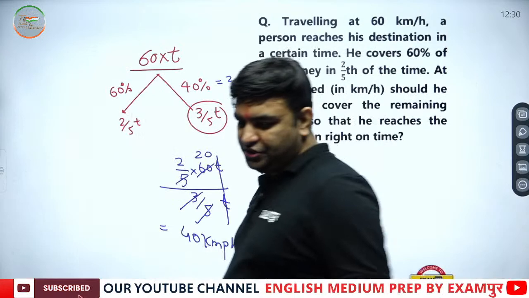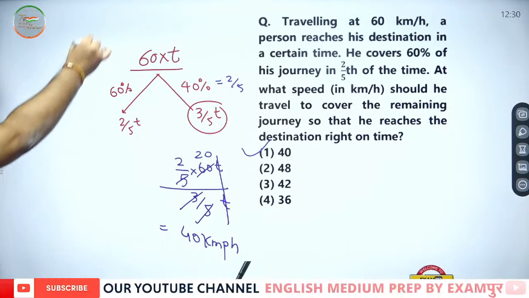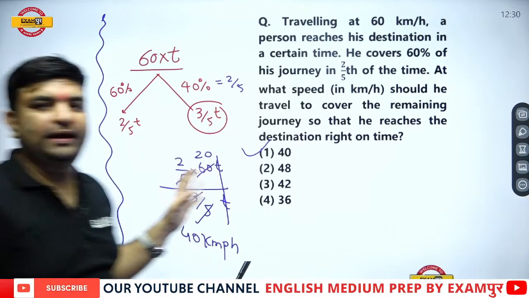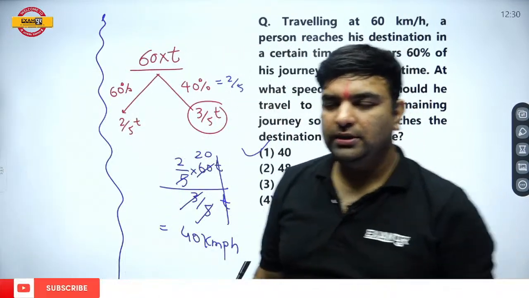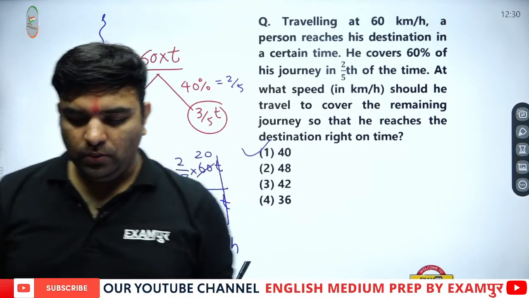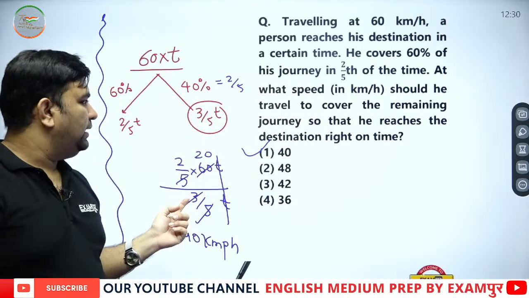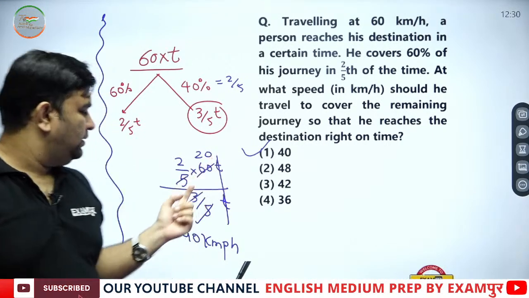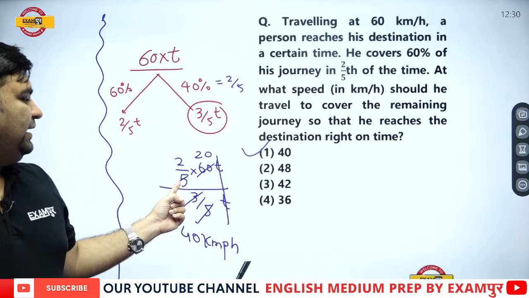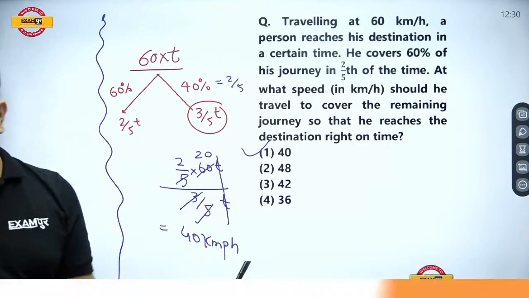This is one way of dealing with it. How can others deal with it? This is a technical, logical, crystal clarity approach. 2 by 5 of 60, because 40% is remaining in 3 by 5 of the time. The time will get cancelled out. This is 120 by 3, 40 kmph.